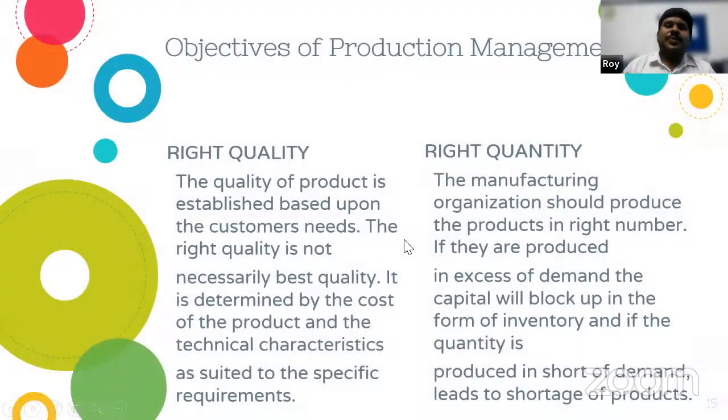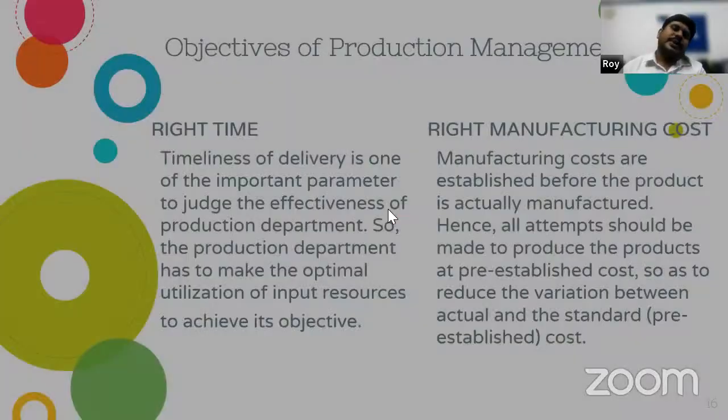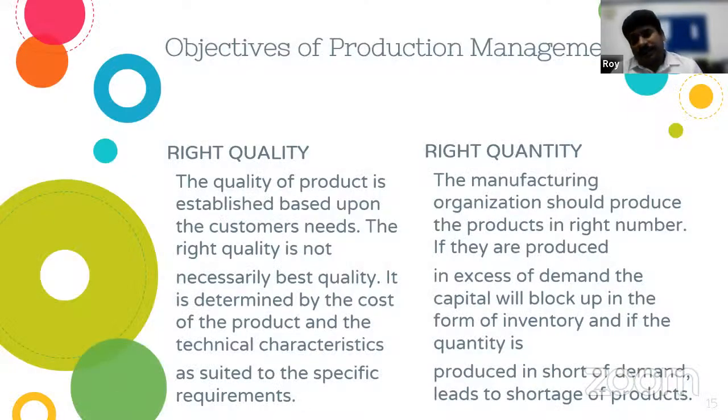Objectives. As someone said in the beginning, the main objective, I'm not going into all these things: the right quality, the right quantity, the right time and the right manufacturing cost. I don't want to go into the explanation of this. The main objective of POM is to see that the right quality of the product is being produced. And at the same time, you need to think about the right quantity also.